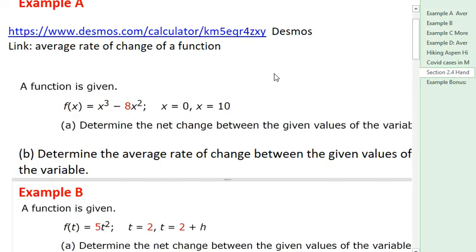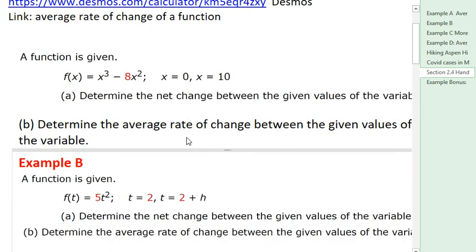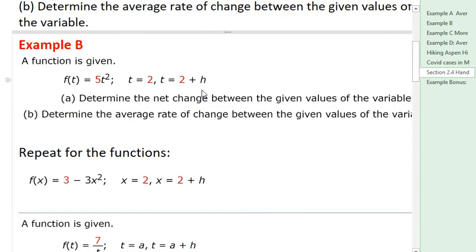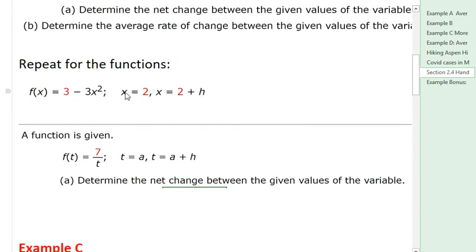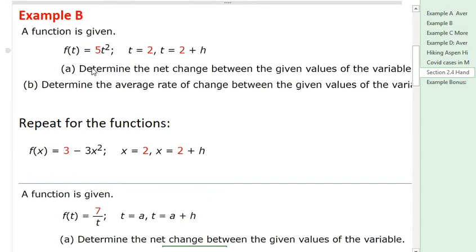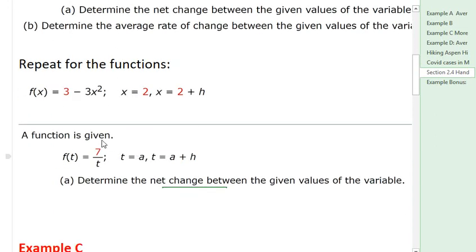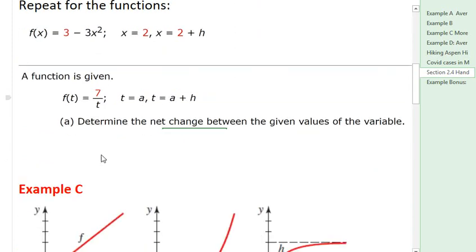Section 2.4, average rate of change of a function, net rate of change. The net rate of change is just the difference in the y-coordinates. The average rate of change is the difference in the y-coordinates divided by the difference in the x-coordinates. Basically, the slope. I would probably expect something like this right here. We did this for an example. This one would be a good example. This one's a little bit hard for a test.